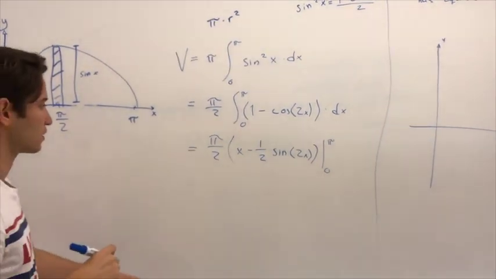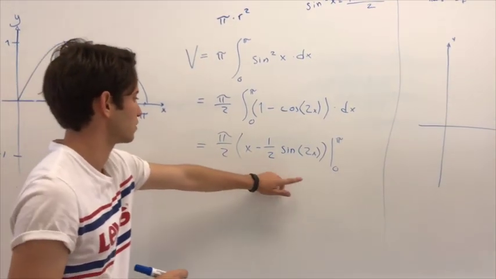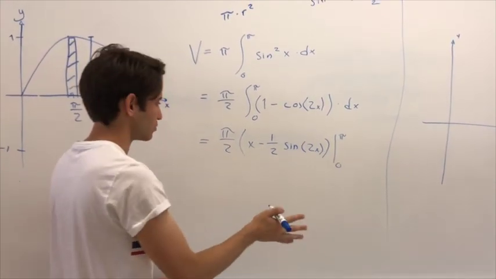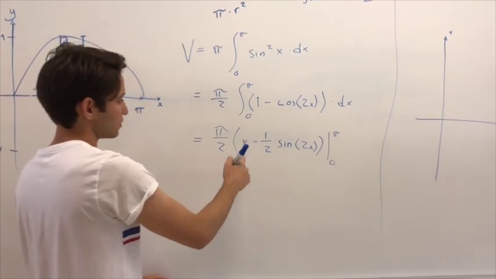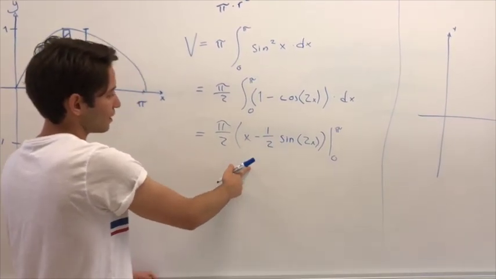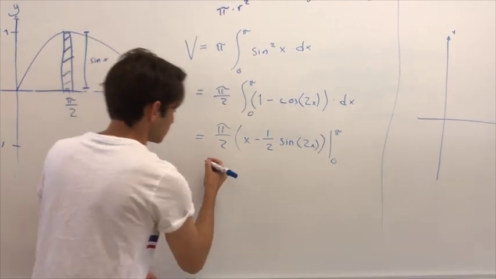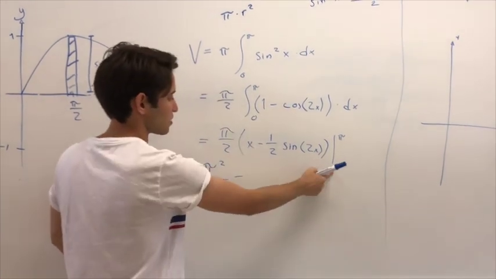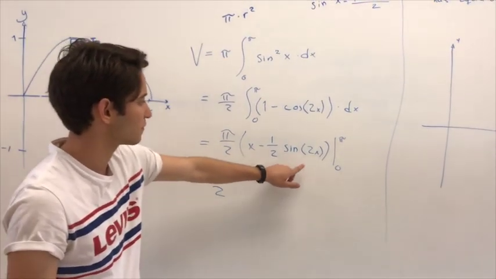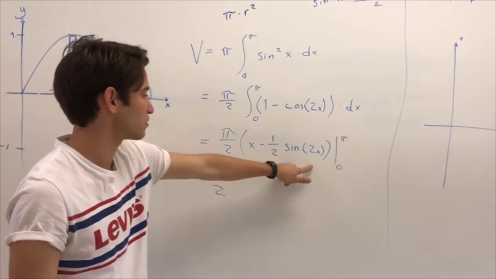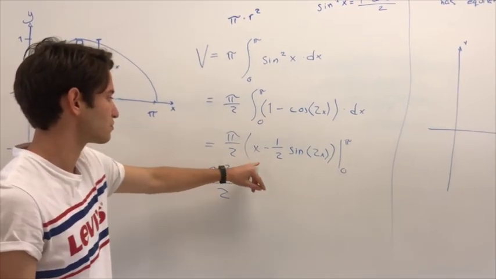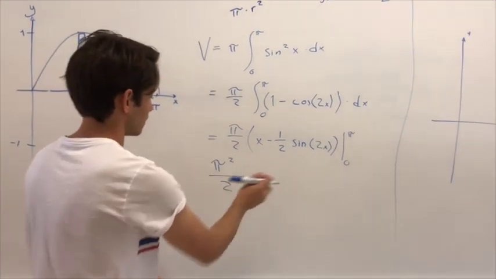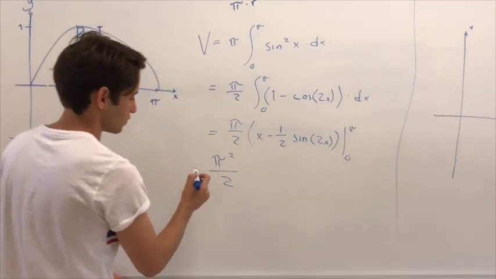So now we can use this. Sine of 2 times pi is equal to 0, times 1/2 is equal to 0. So pi times pi over 2 is pi squared over 2, and so it's minus this, but sine of 2 times 0 is sine of 0, which is 0, times this is 0. So it cancels, and this is the answer.